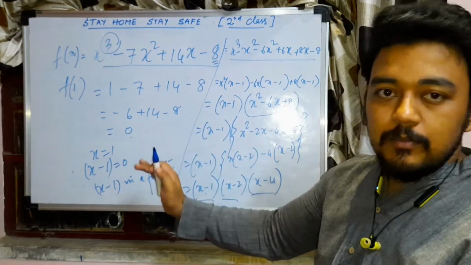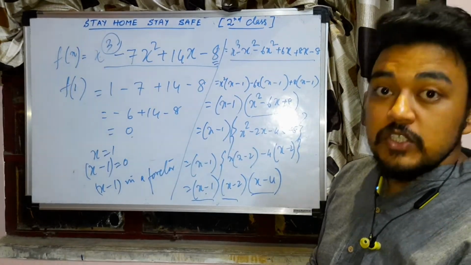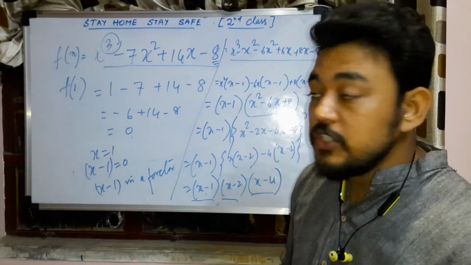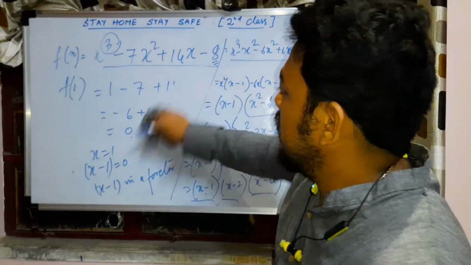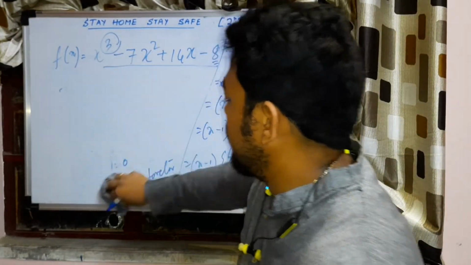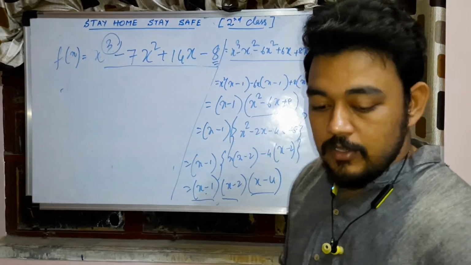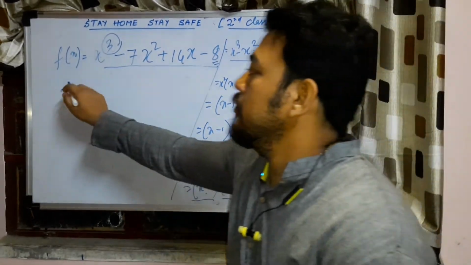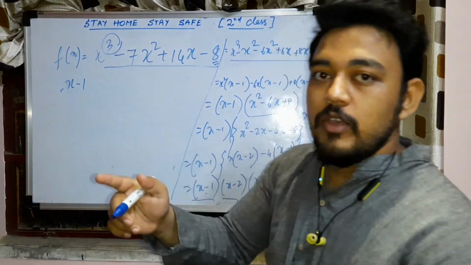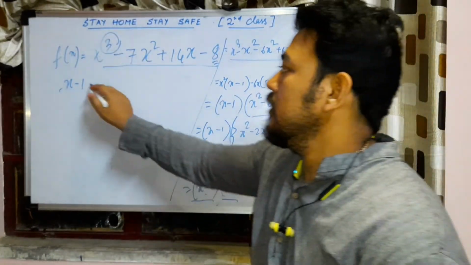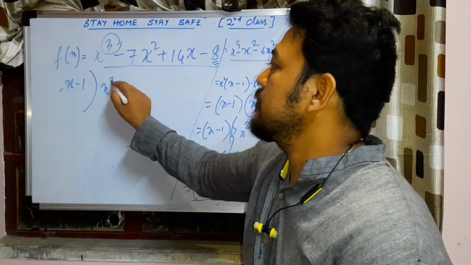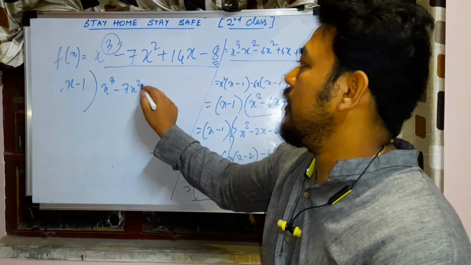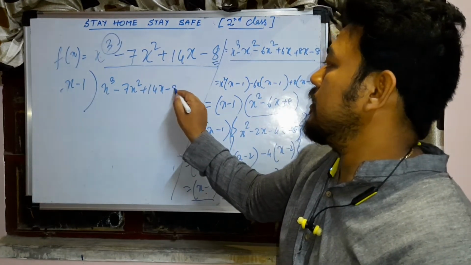So there is another process that is called the division method. Now how to do the division method? This one also we will learn. So for the division method, what we have to do? x minus 1, that is what we have got from the first factor, that one we will write, and then we will write this expression x cube minus 7x square plus 14x minus 8.